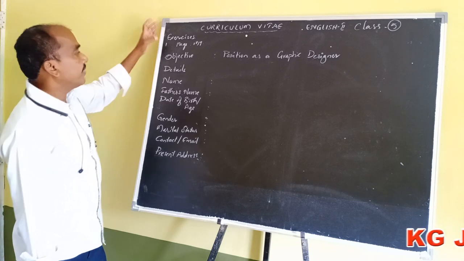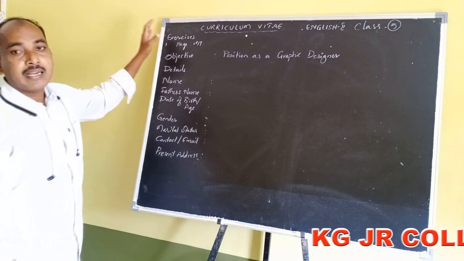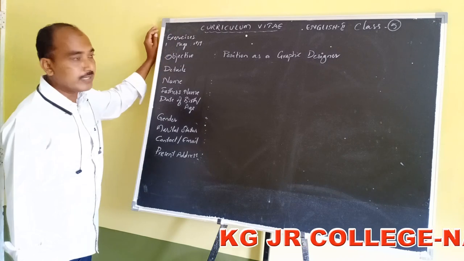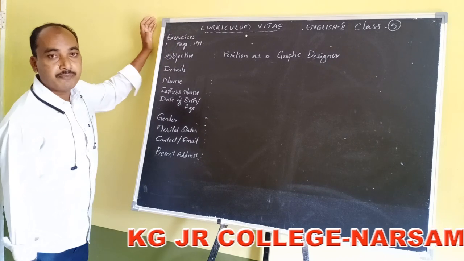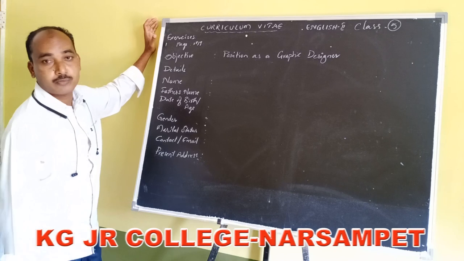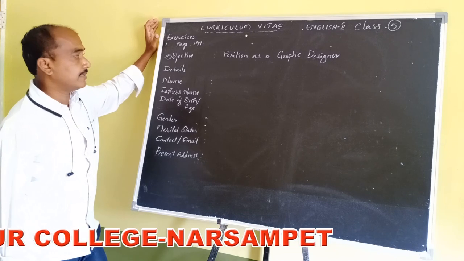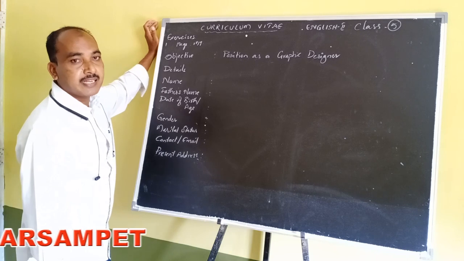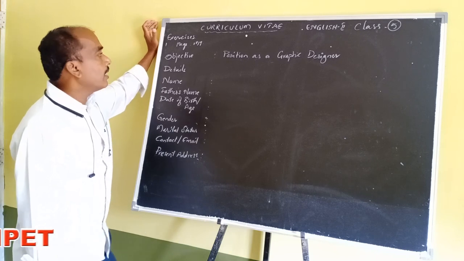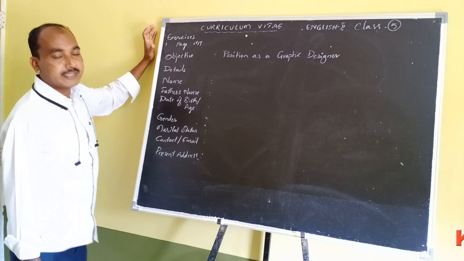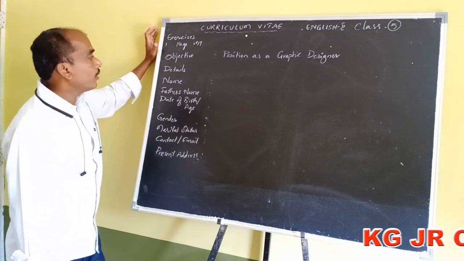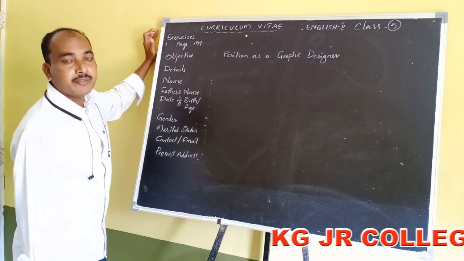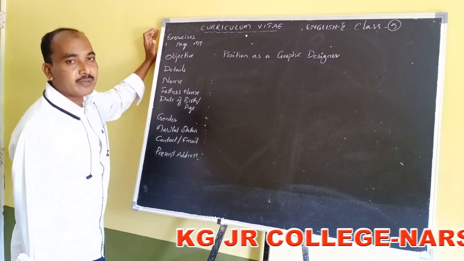The first exercise is about a graphic designer. If you open page 157 of our textbook, you can see the first exercise, that is, we are hiring a graphic designer. That is the first exercise in our textbook. Now we are going to prepare a curriculum vitae depending on the given first exercise.